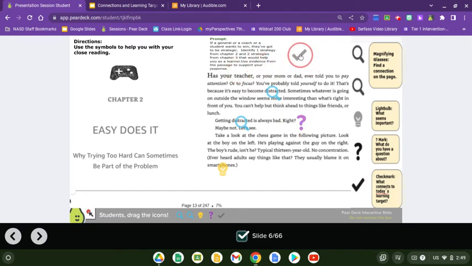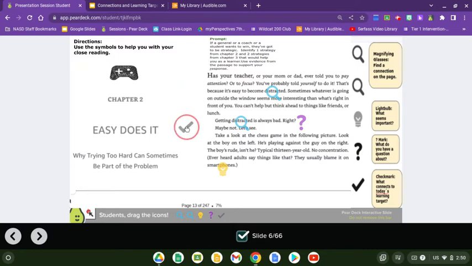Well, let's take a look at the page. Has your teacher or your mom or dad ever told you to pay attention, to focus? You've probably told yourself to do it. That's because it's easy to become distracted. Sometimes whatever is going on outside the window seems more interesting than what's right in front of you. You can't help but think ahead to things like friends or lunch. Getting distracted is always bad, right?